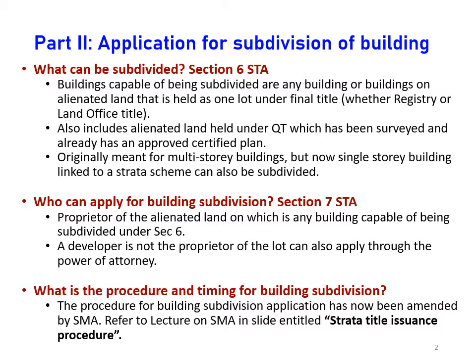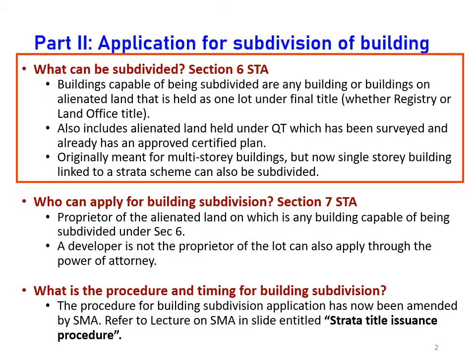What can be subdivided? So under section 6, it says there, buildings capable of being subdivided are any building or buildings. So means one or more than one, right? Buildings. Refer back to the definition of building in your earlier slides. Building, any building partially completed or to be erected within a lot. So means already under construction or to be built.